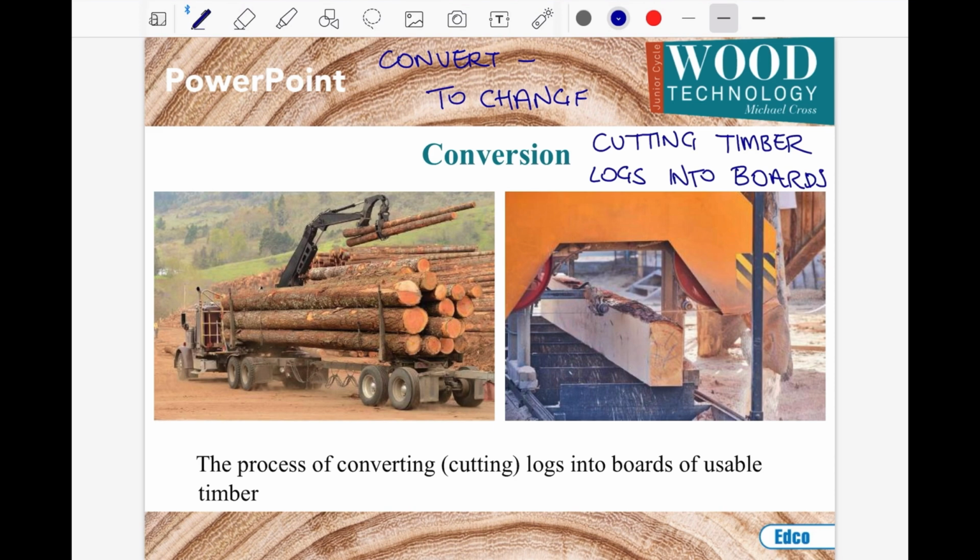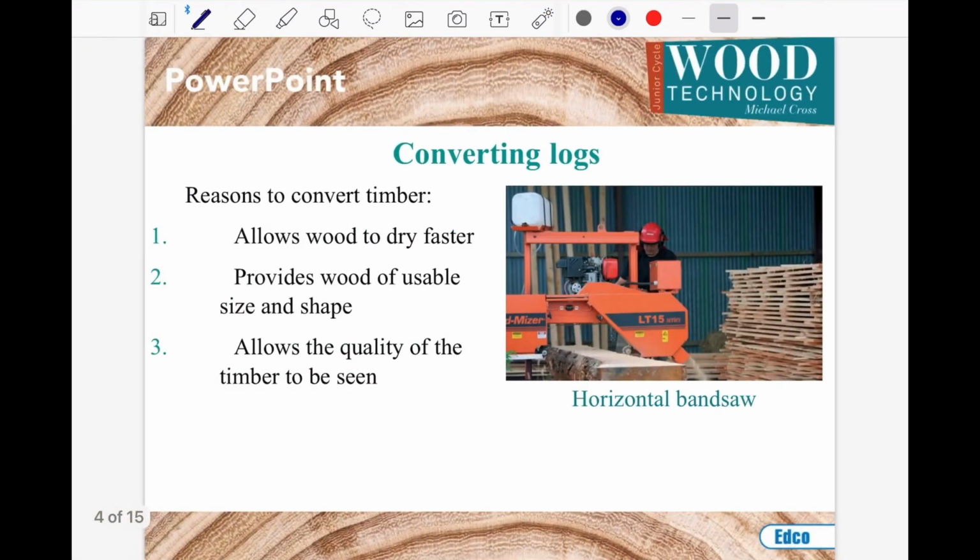And there it is at the bottom of the slide. The process of converting or cutting logs into boards of a usable timber size. Okay, so that's a definition of conversion. So this whole chapter is about that. How do we change? How do we fix? How do we manage these timber logs?